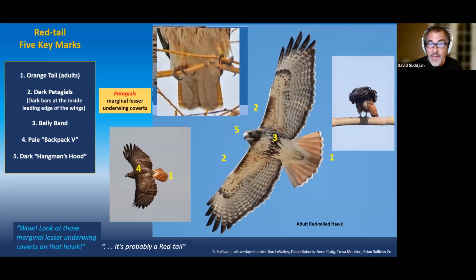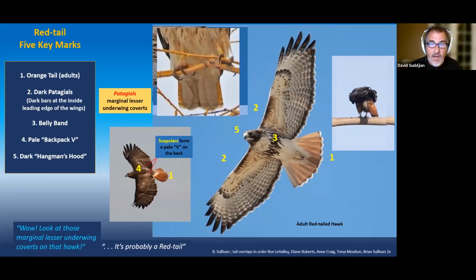Number 3 is the belly band. People are pretty familiar with that. Now, there are other markings underneath on red-tailed hawks, some more than others. On this bird I've shown as the main feature here, a very nicely marked belly band cutting across. It's those streaks coming from the sides, flanks of the bird across the belly. So that's a key mark for red-tailed hawk. Number 4, the pale backpack V.